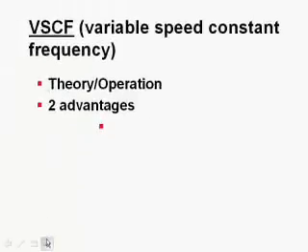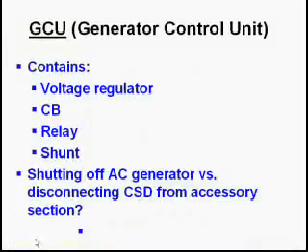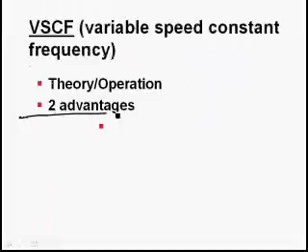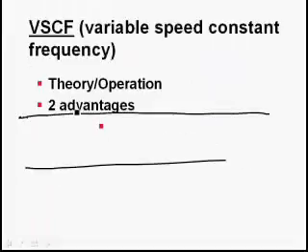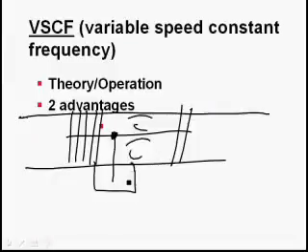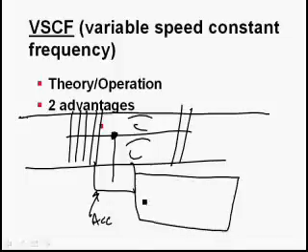VSCF stands for variable speed, constant frequency. Let me draw you a picture. So we got our jet engine. It's got a shaft inside. We're going to take power off of it, again, to run our accessory section. I'm going to draw this not to scale. So here's our VSCF. It's actually smaller than the accessory section.